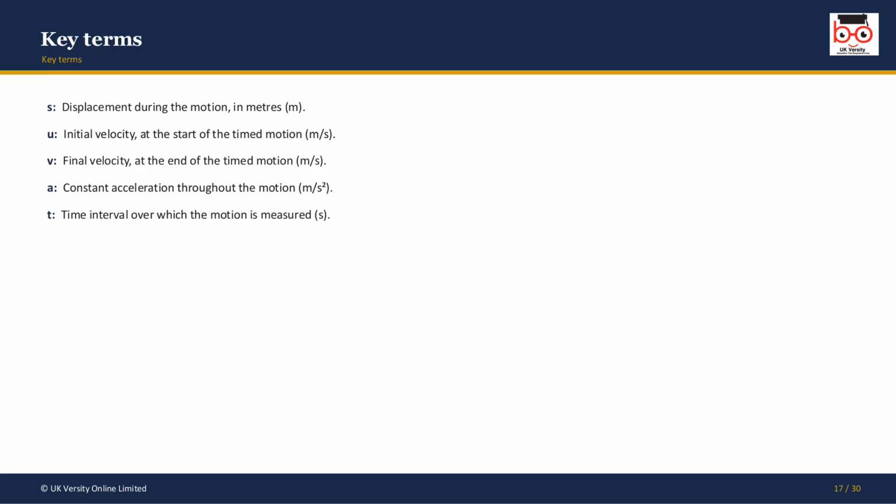Let's be precise about those 5 letters. S is the displacement during the motion, in meters. U is the initial velocity, right at the start of the timed motion. V is the final velocity, at the end. A is the constant acceleration, which stays the same throughout. And T is the time interval over which the motion is measured, in seconds.